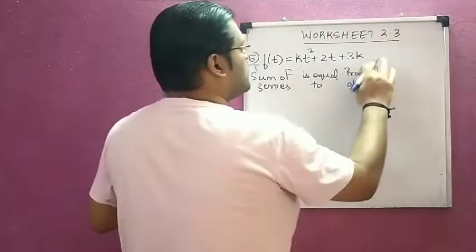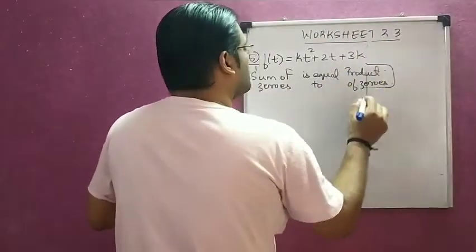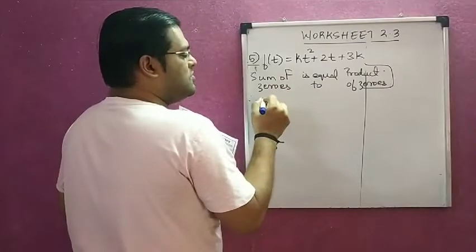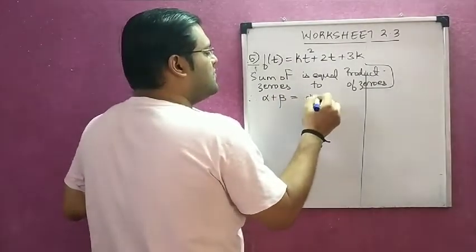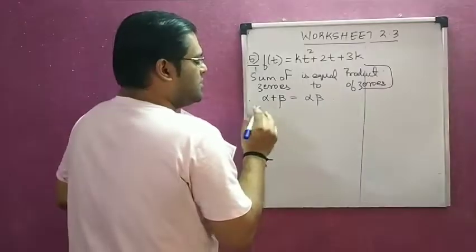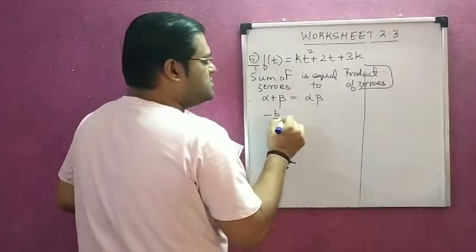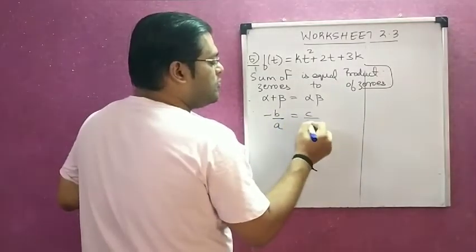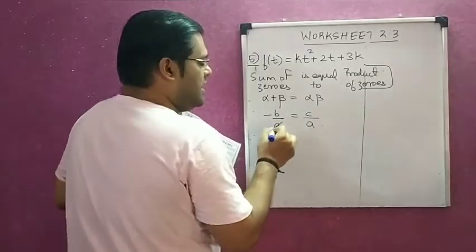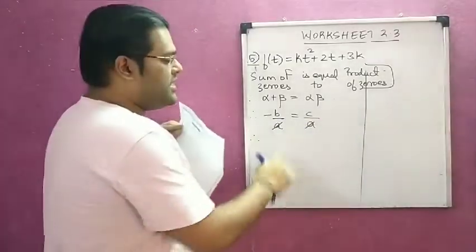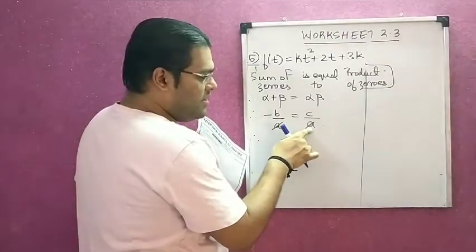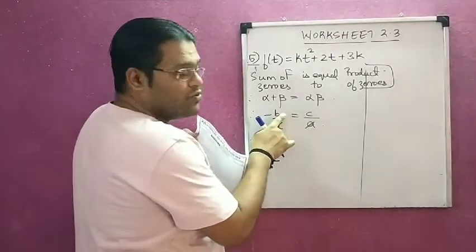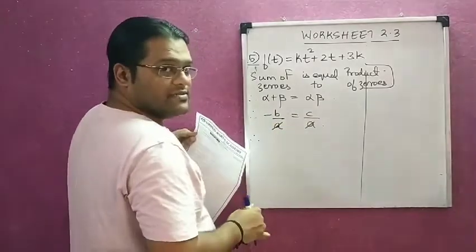So, formula for sum of zeros, alpha plus beta equal to alpha into beta. Now the formula we know, minus b upon a is equal to c upon a. A and a will cancel because they are in the same denominator. That means even if I cross multiply a on the other side of equal to, a and a will cancel.